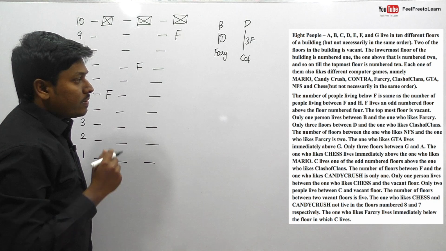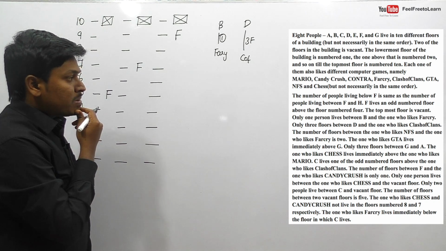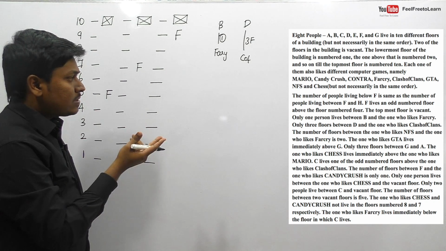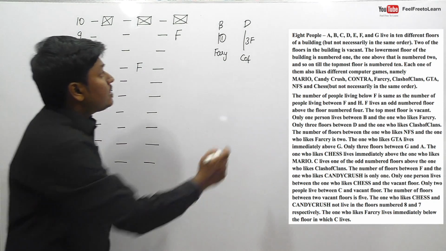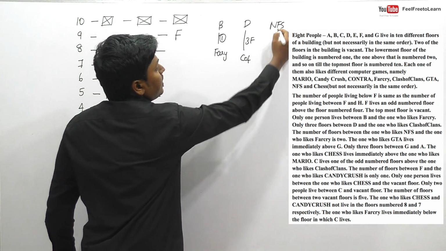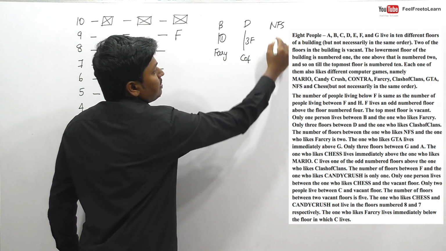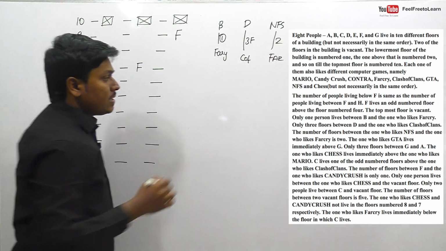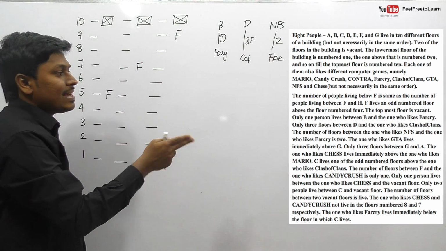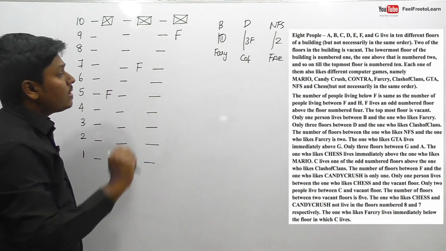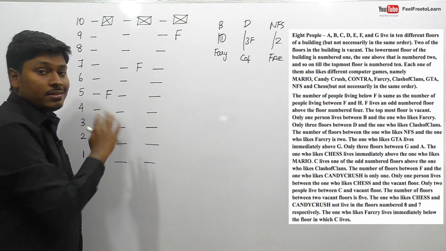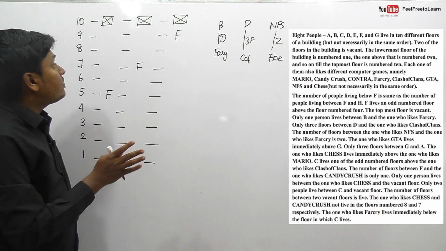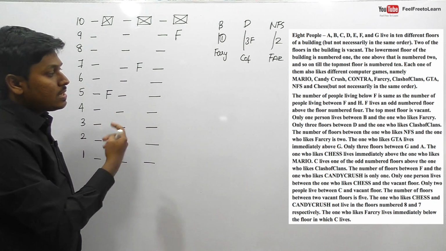And next point, friends. The number of floors between the one who likes NFS and the one who likes Far Cry is 2. So they are saying that between NFS and Far Cry there must be a gap of 2 floors, right? But we can't substitute anything, friends, because in this arrangement we only know F and there is a vacant position.